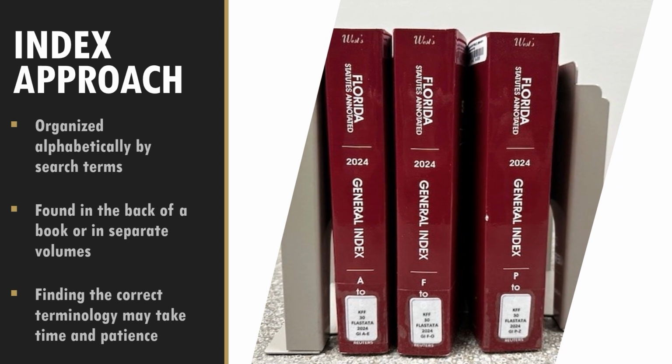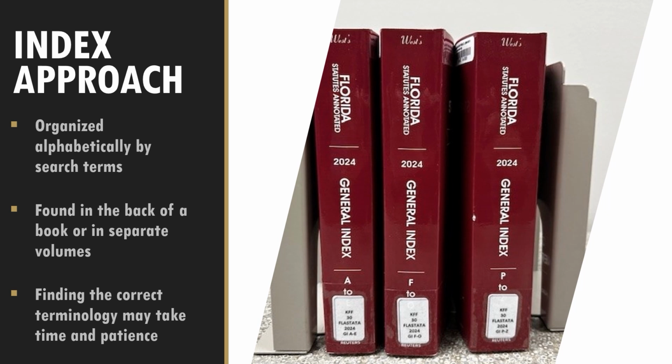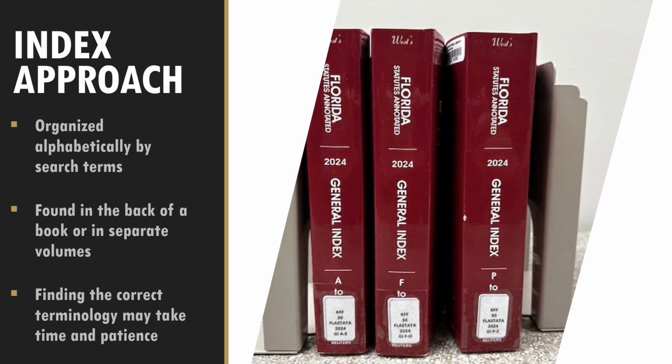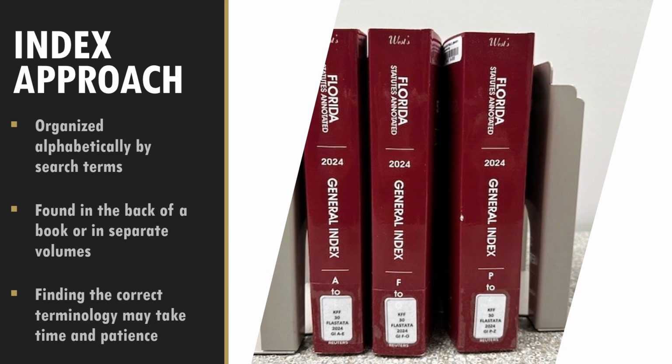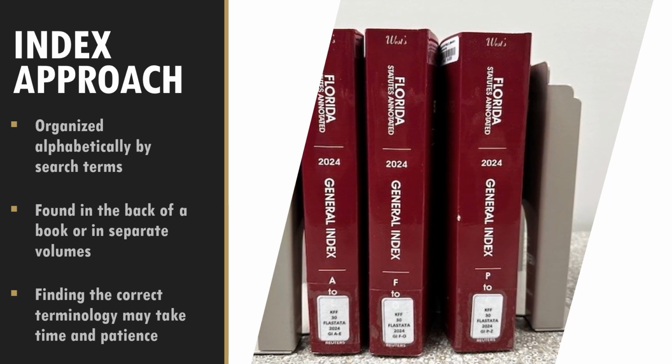Sometimes knowing the correct terminology can be challenging. It may take quite a few tries before you're successful finding the right terms. For example, if you're looking for information dealing with cars, you may need to use words like motor vehicles. If you're looking for information on divorce, you may need to use terms like dissolution of marriage.